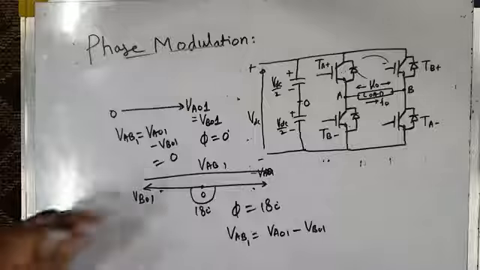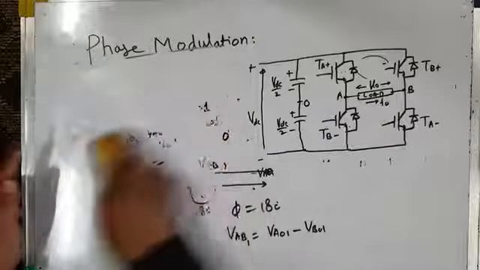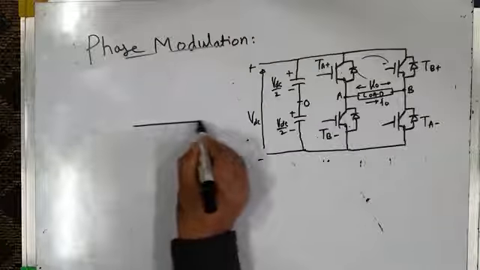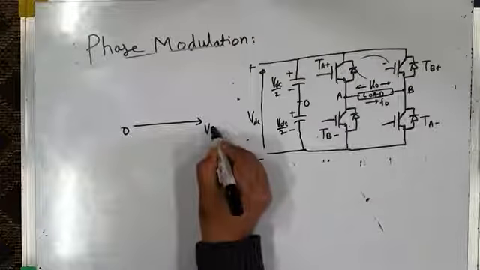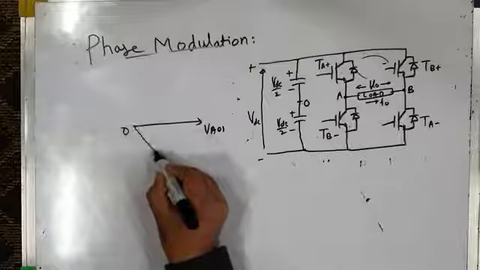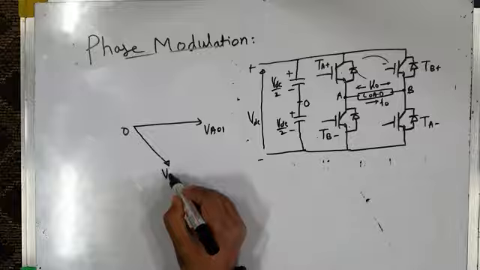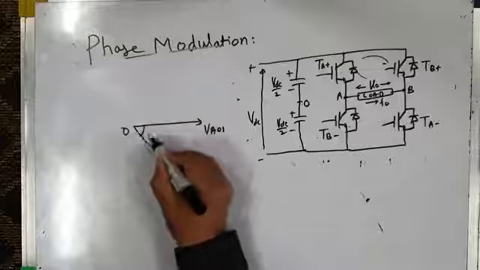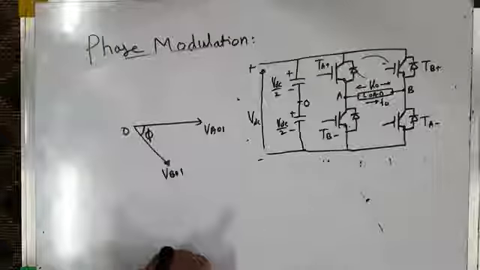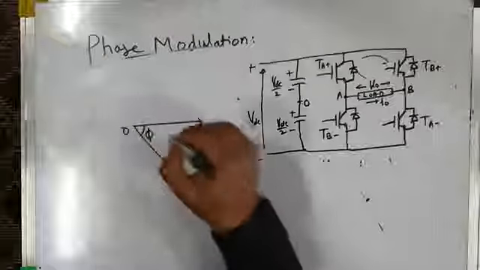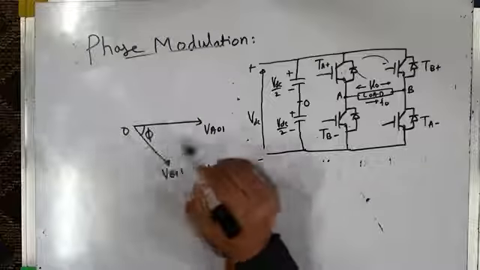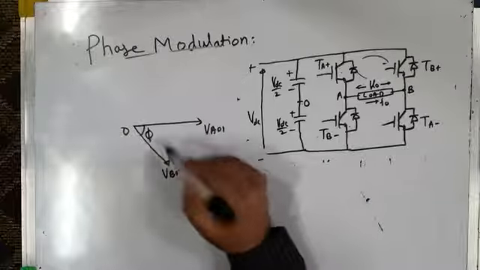And for a phase angle between 0 degrees and 180 degrees, you will have a controllable or variable inverter output voltage. For example, this may be the fundamental component of pole voltage VAO1, and this may be the fundamental component of pole voltage VBO1. And VBO1 may be lagging behind VAO1 by phi, which is between 0 and 180 degrees. So what is therefore the load voltage? The fundamental component of load voltage is VAO1 minus VBO1.